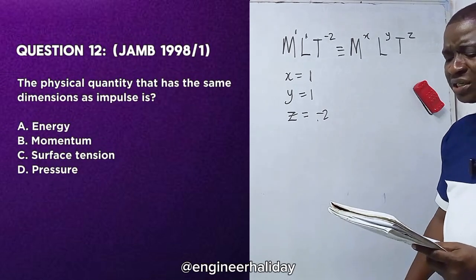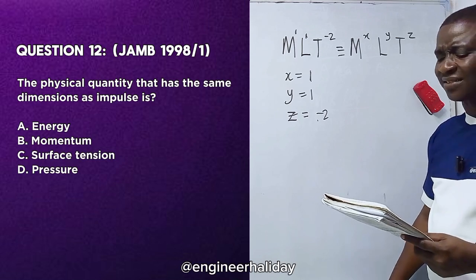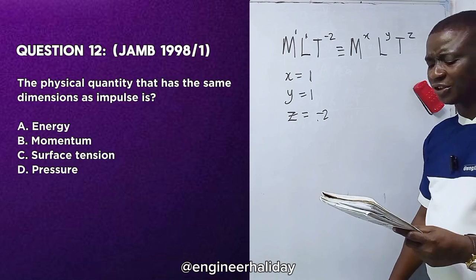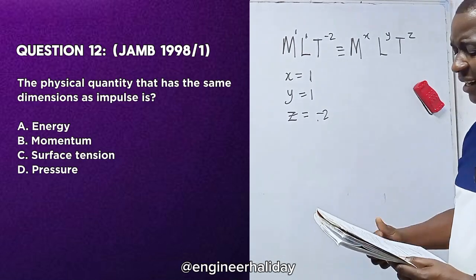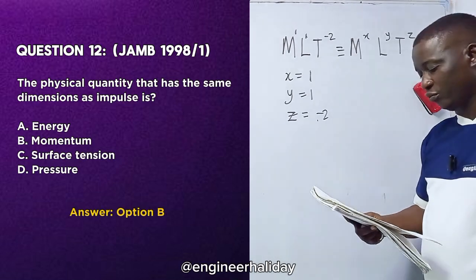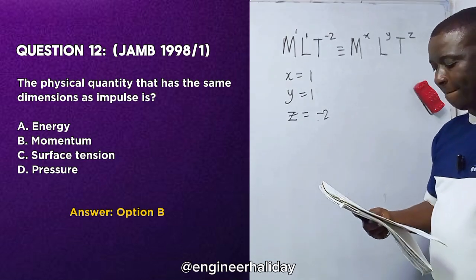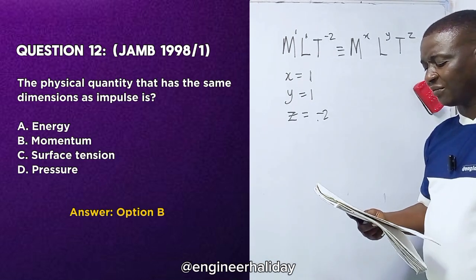Number 12 says the physical quantity that has the same dimension as impulse is dash. A, energy. B, momentum. C, surface tension. D, pressure. I've answered that question before. The answer is momentum, which is option B. So impulse and momentum have the same dimension.